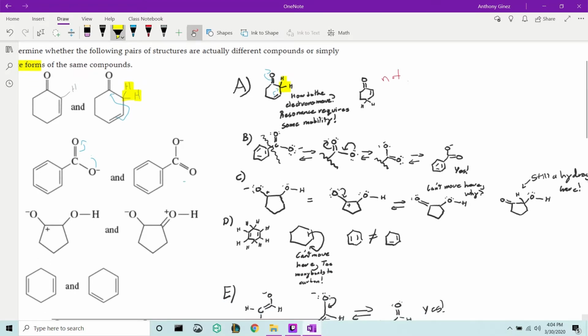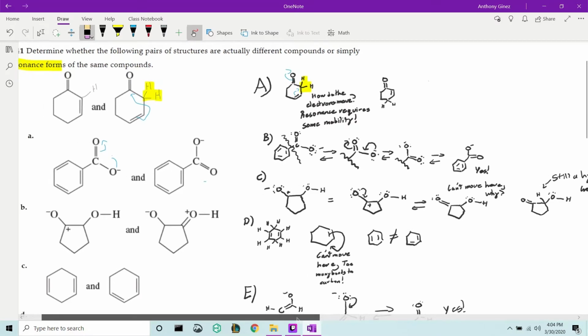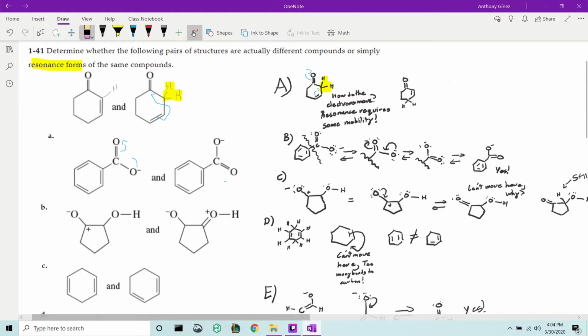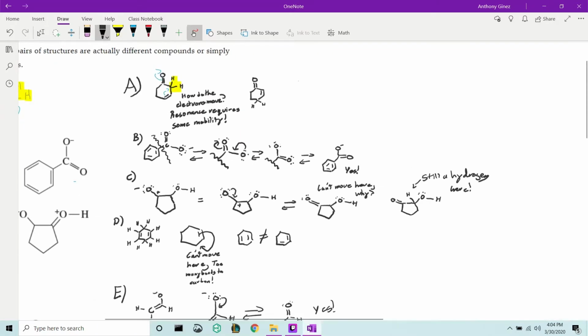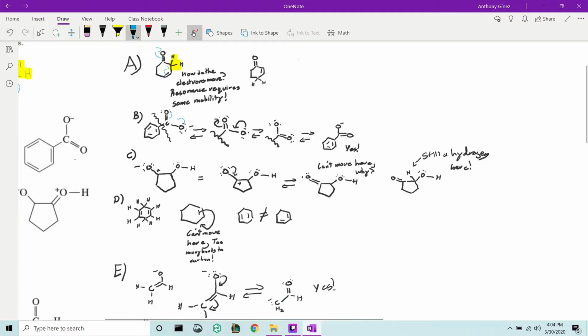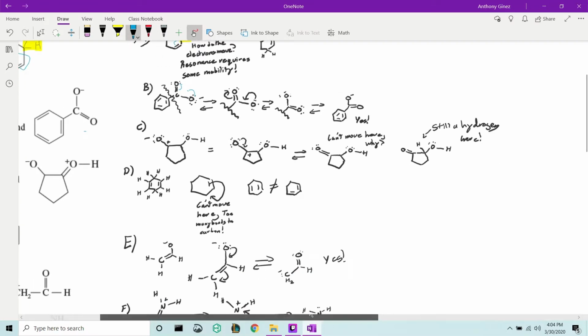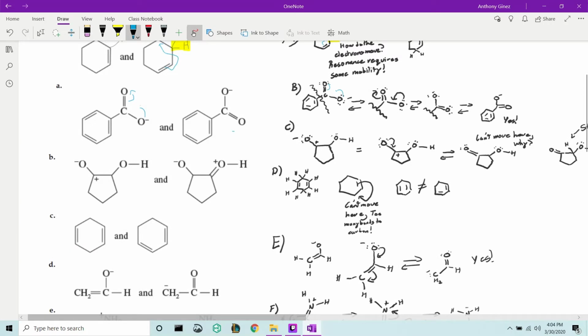So A would not be the same compound. They would not be resonance forms. They would be different compounds entirely. B, we do see them to be the same compound because the electrons are allowed to move. They are close enough together where the electrons can move between species, as illustrated here.